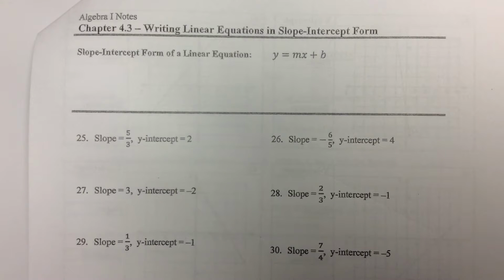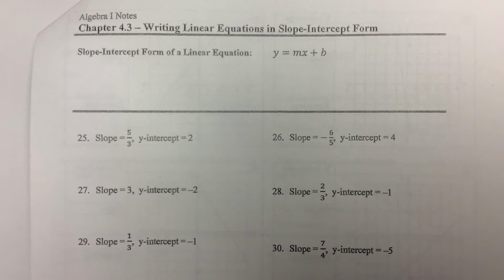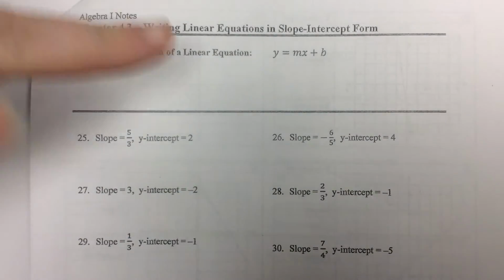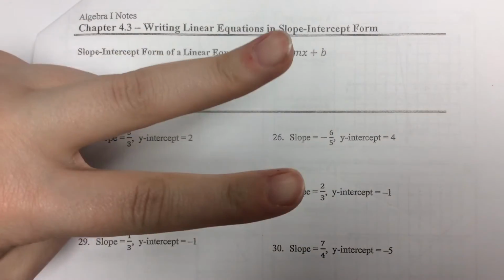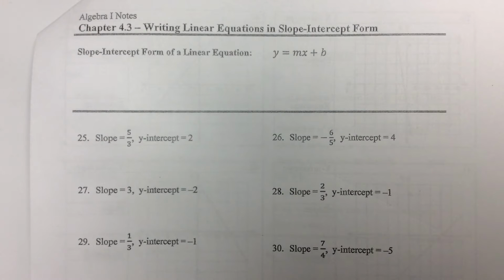All right, everybody, welcome to our third concept in chapter 4. In concepts 1 and 2, we were talking about graphing linear equations. We graphed them when they were in standard form, and we graphed them when they were in slope-intercept form. So those are the two forms that we're going to focus on.